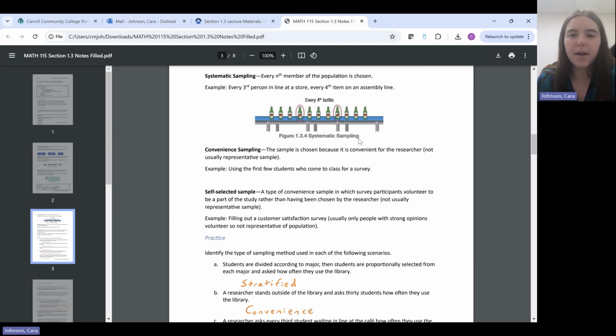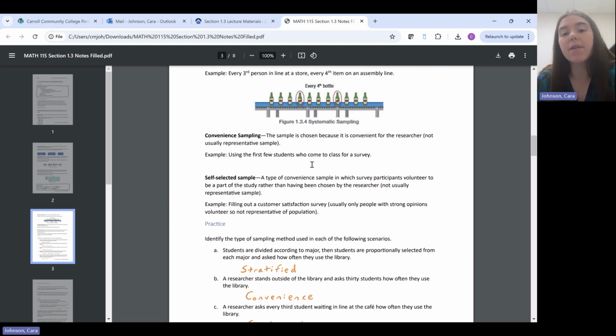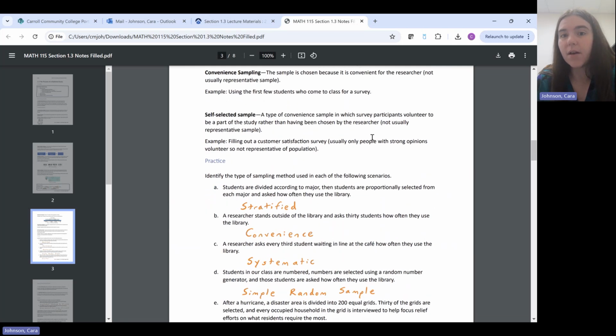And you can see this assembly line kind of shows that here. This is a pretty good approach because it's still somewhat random, so it doesn't have too much bias in it. Convenience sampling, though, this is definitely not going to make a representative sample. The sample is chosen because it is convenient to the researcher.